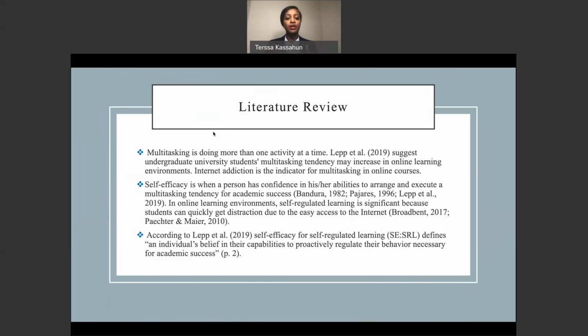Self-efficacy is when a person has confidence in his or her ability to arrange and exclude a multitasking tendency for academic success. In the online learning environment, self-regulated learning is significant because a student can get quickly distracted due to the easy access of the internet. When we combine self-efficacy and self-regulated learning, we get this definition by Lepard: an individual's belief in their capability to proactively regulate their behavior as necessary for academic success. That means if the student is not using their self-efficacy for self-regulated learning, they will not be as successful.